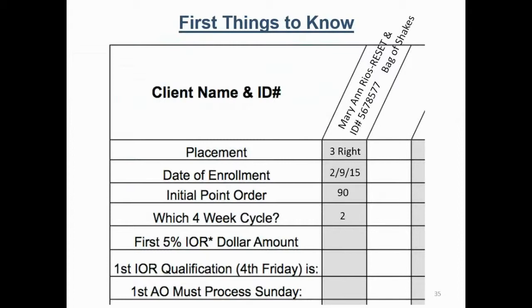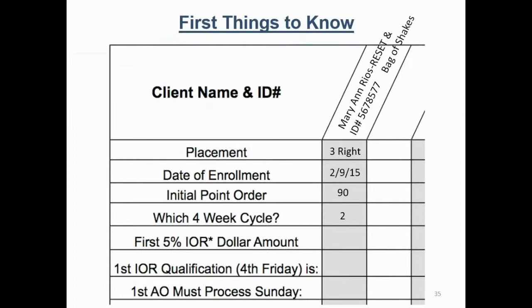Which 4-week cycle is Marianne on? That's cycle 2. Now, if you don't know what that is, contact an expert, contact one of our Team DSI leaders and ask them to teach you about the 4-week cycle, because everyone orders on a 4-week cycle. Marianne became a client on cycle 2, so in 4 weeks again she'll order on cycle 2.